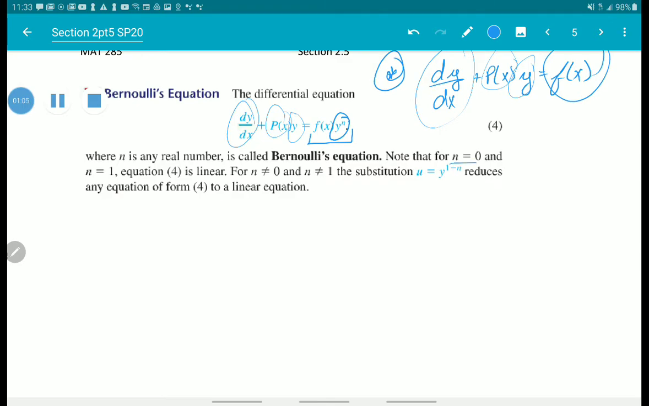Now, if n is 0 or n is 1, we actually end up with a linear equation. If n is 1 here, then we could just move this term and combine those terms. If n is 0, then y to the 0 is 1, and it's just f(x) on the right-hand side. So in both of those situations, you actually have a first-order linear differential equation. That's why we say with Bernoulli equations, n can't be 0 or 1.